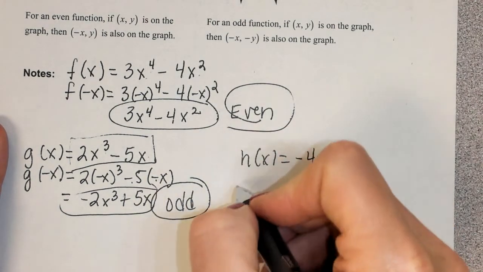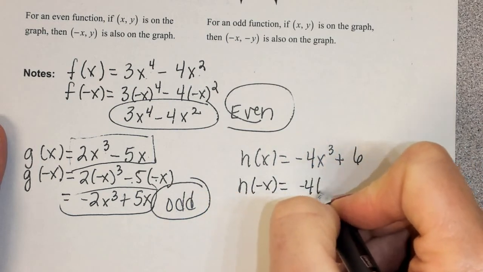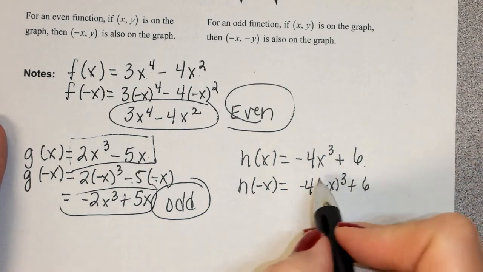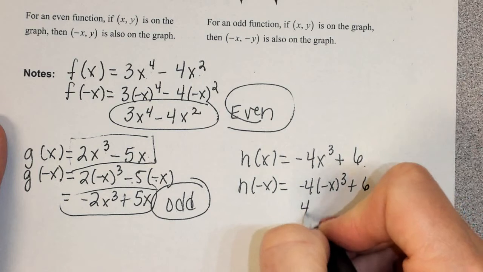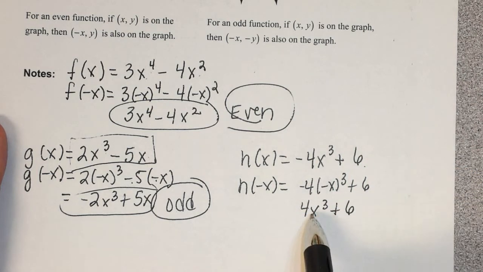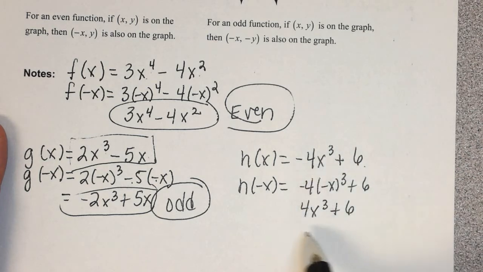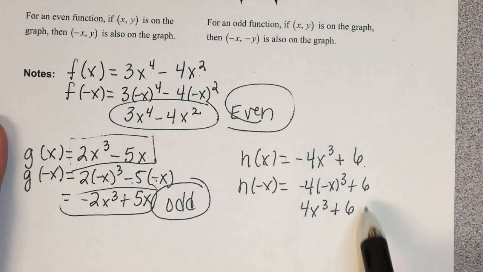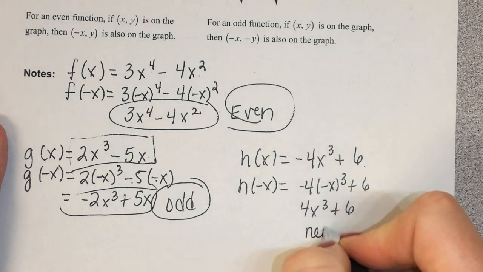Let me prove it to you another way. If I plug in a negative x, I would have negative 4, negative x to the third. There's nothing to plug in for there. Negative x to the third is a negative, times negative 4 would be a positive 4x to the third, and this would just stay plus 6. So to have an even function, none of the signs change from here to here. To have an odd function, the entire function must change. All the signs must change, and they do not. So this is going to be neither.